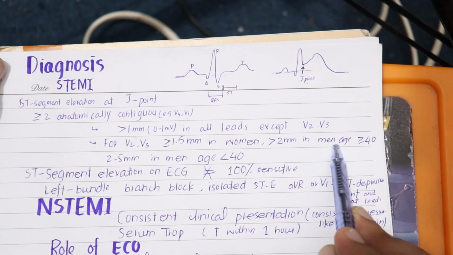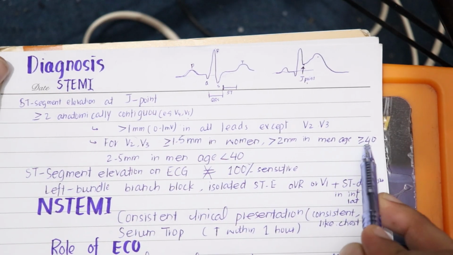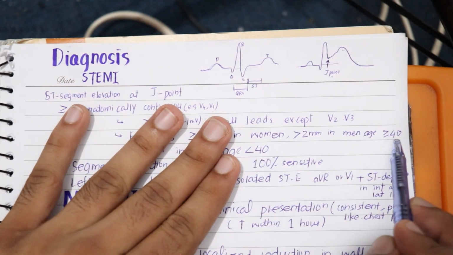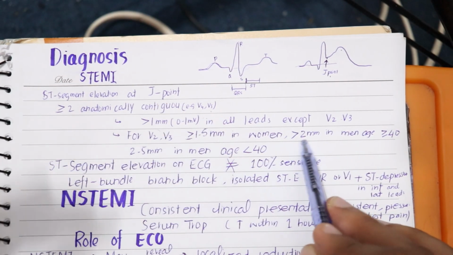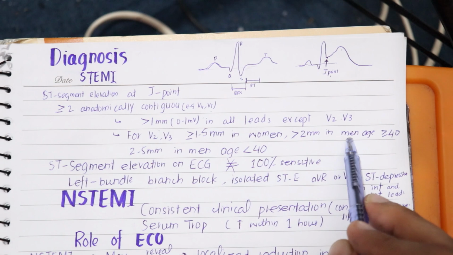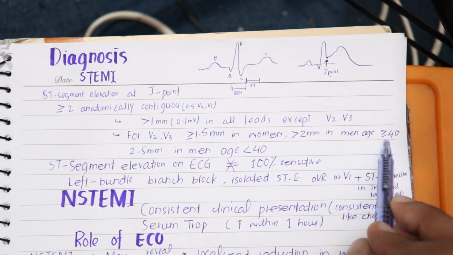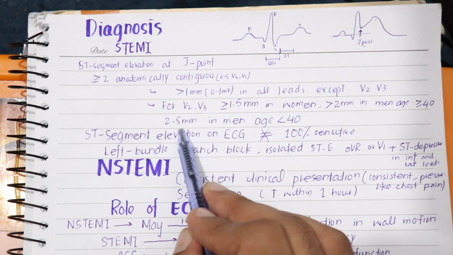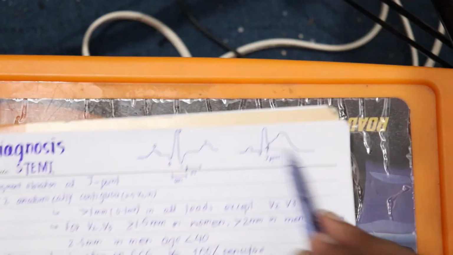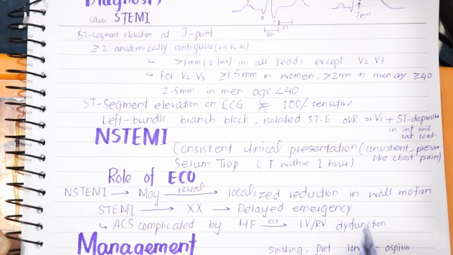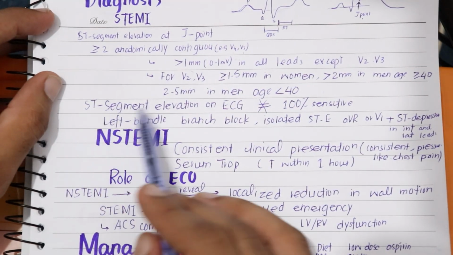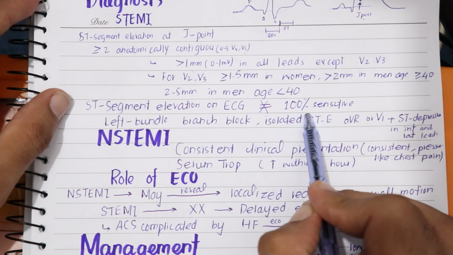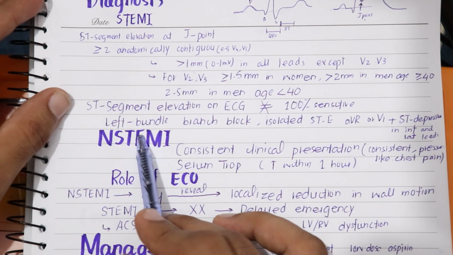while in case of men, we divide into two cases: men aged more than 40 and men aged less than 40. If men are more than 40, then there should be more than 2 mm, while in case of men aged less than 40, there should be 2 mm raised from baseline, like this one baseline, 2 mm should be raised. So ST segment elevation on ECG is not 100% sensitive. Okay, you have to remember this.